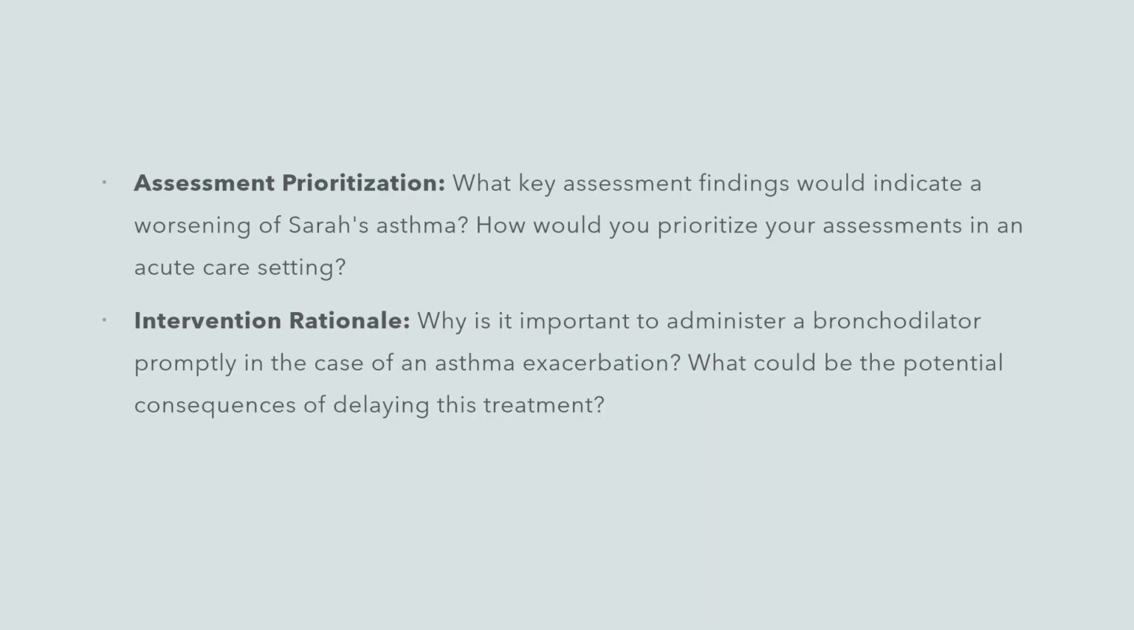Okay, so part of our assessment, what key assessment findings would indicate worsening of her asthma? And what are you going to prioritize? So I think we saw those assessment findings with her vital signs and her work of breathing. But what are we going to prioritize?